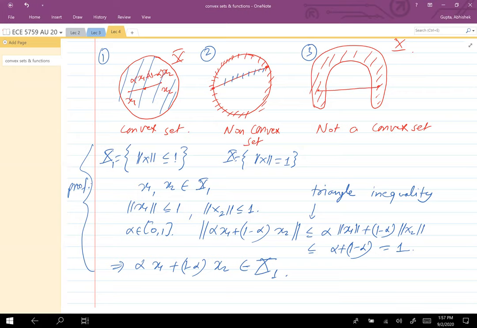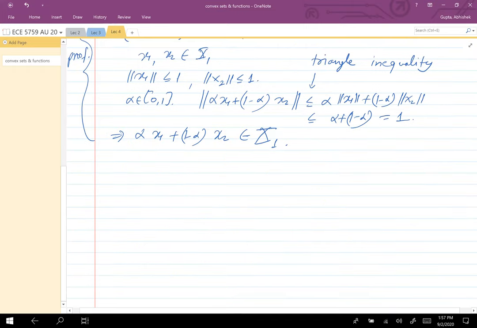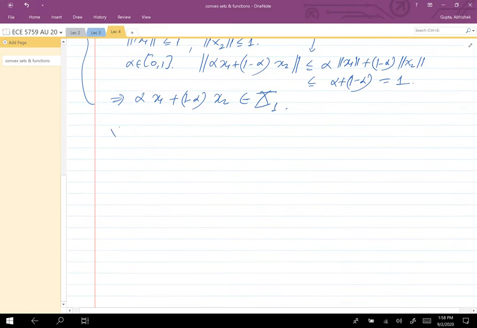Any questions on this proof? Okay, let's look at another example of convex set. Ax equal to b. So this is a convex set. Why should this be the case?